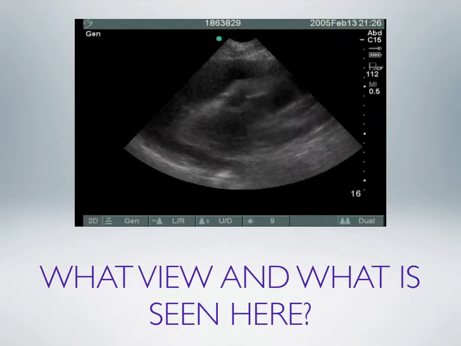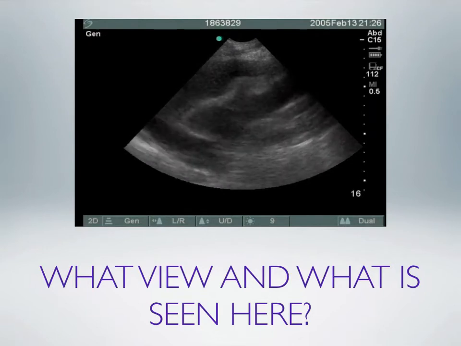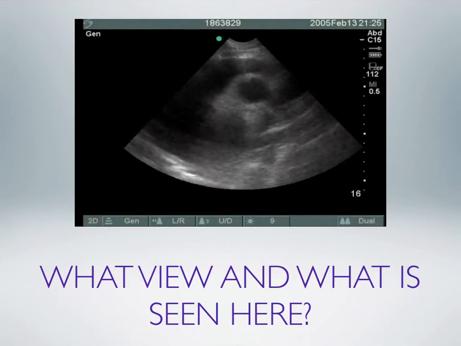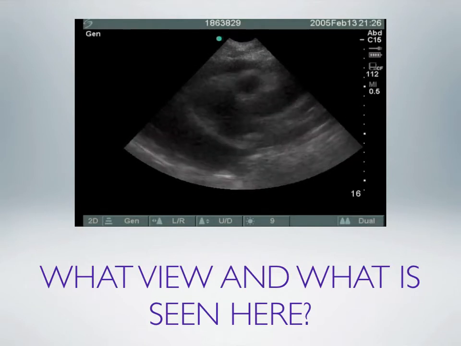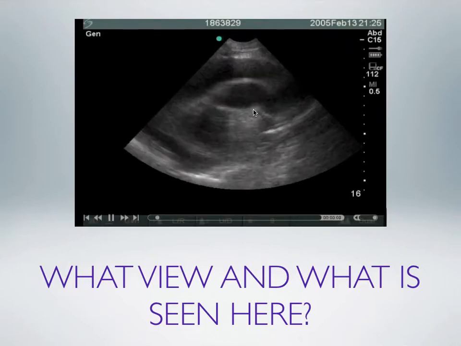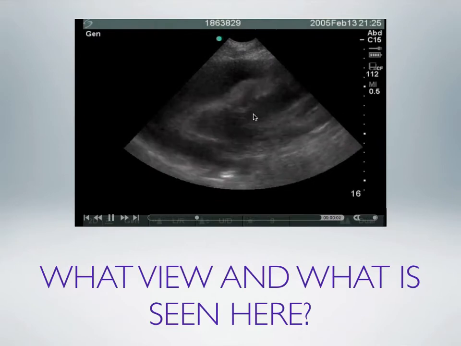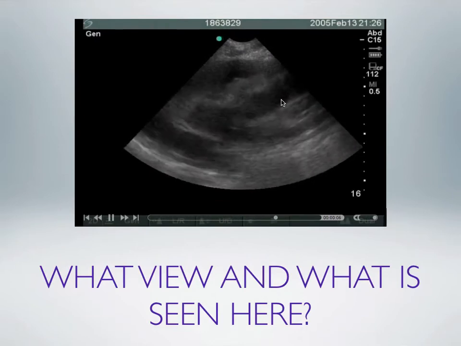So what view is seen here, and what is being imaged? The view here is somewhat tricky if you're not used to seeing imaging. What you have here is the long view of the aorta, and the long view includes the left ventricle and the aorta. This is the parasternal long.